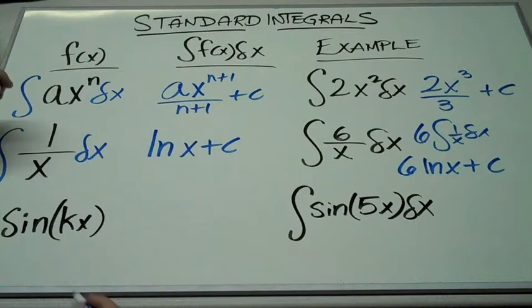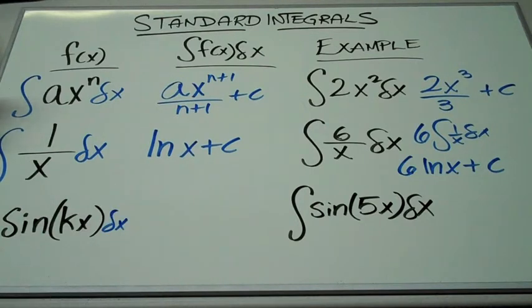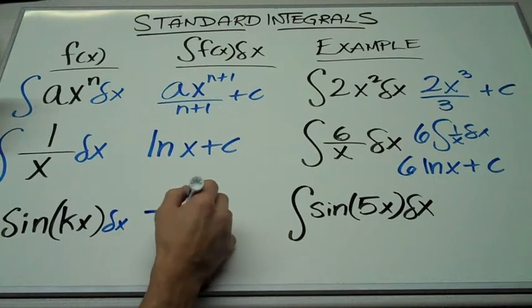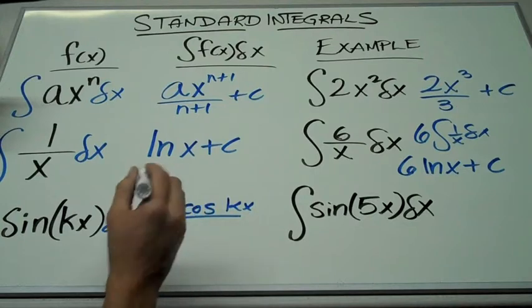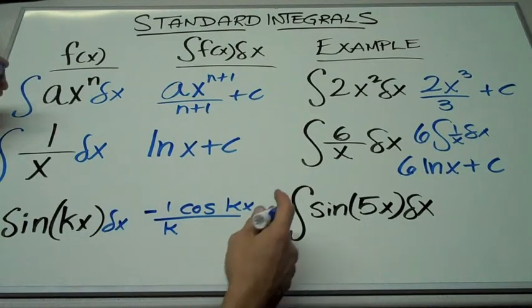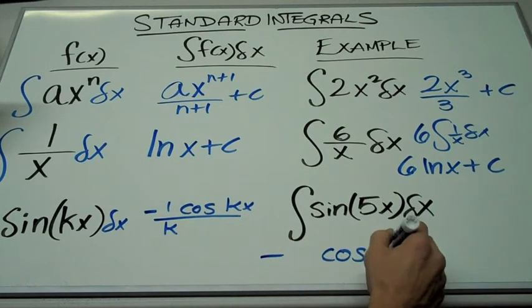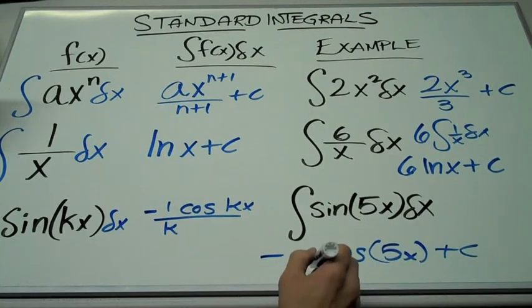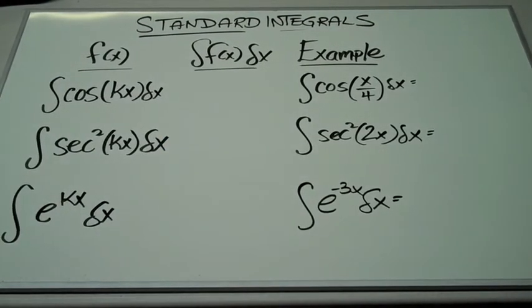Here's our first constant we see, the integral of sine kx dx. Well, that's sort of the opposite of the chain rule. It's going to be negative cosine kx divided by k, or times 1 over k. For example, the integral of sine 5x dx is negative cosine 5x plus c. Now I have to divide that by 5 or multiply by 1 over 5. Either way is okay.